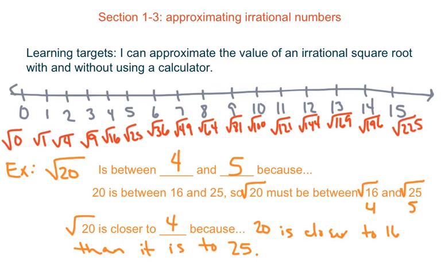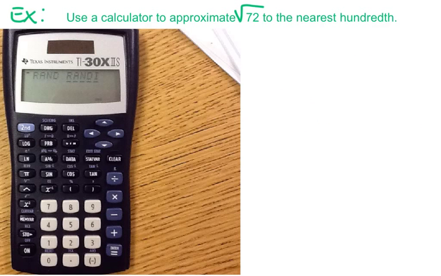Alright, let's move on. In this example, we want to use a calculator to approximate the square root of 72 to the nearest hundredth. Keep in mind that you are not permitted to use your iPhones or any kind of phone as your calculator in math class. You need to have a scientific calculator that does not include any of your personal devices.